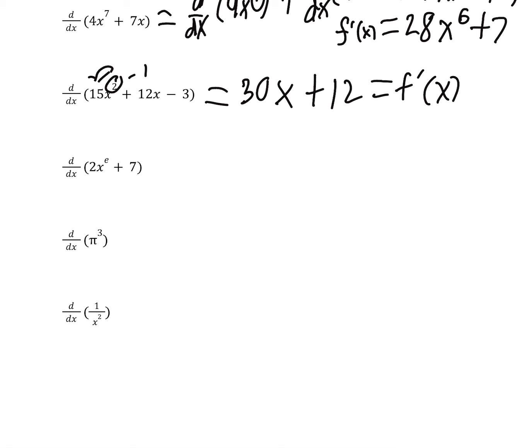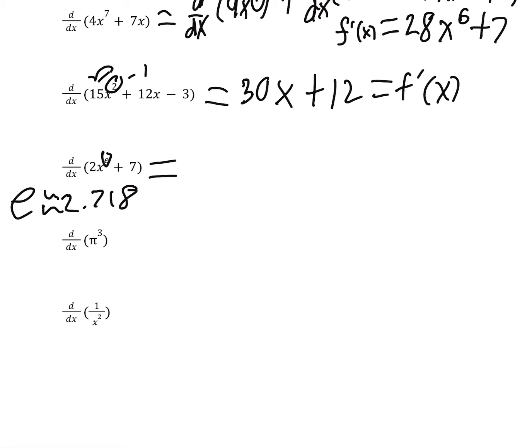Now, let's get to some more complicated ones. There are very few complicated derivatives with these rules, but I will go over a few. So you see in this next example, you have an e there. Remember from another math class, maybe pre-calculus, that e is just a number. It's approximately 2.718. It's just a number.